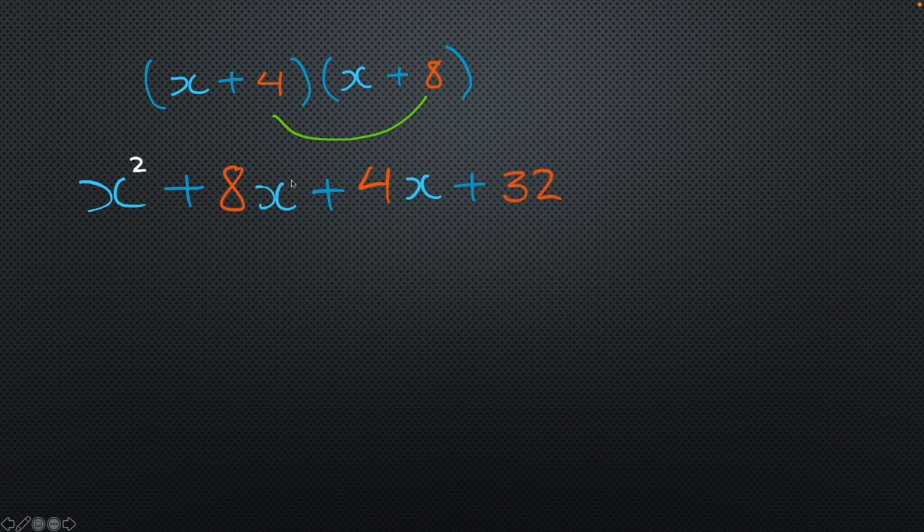And again, remember to simplify, because otherwise you wouldn't get full marks for this. You'd lose a mark because you haven't simplified. And remember, 8x add 4x can be simplified to 12x to give us x squared plus 12x plus 32. So that is our example of how we use FOIL, and we remember that to give us our answer, and always remember to simplify.